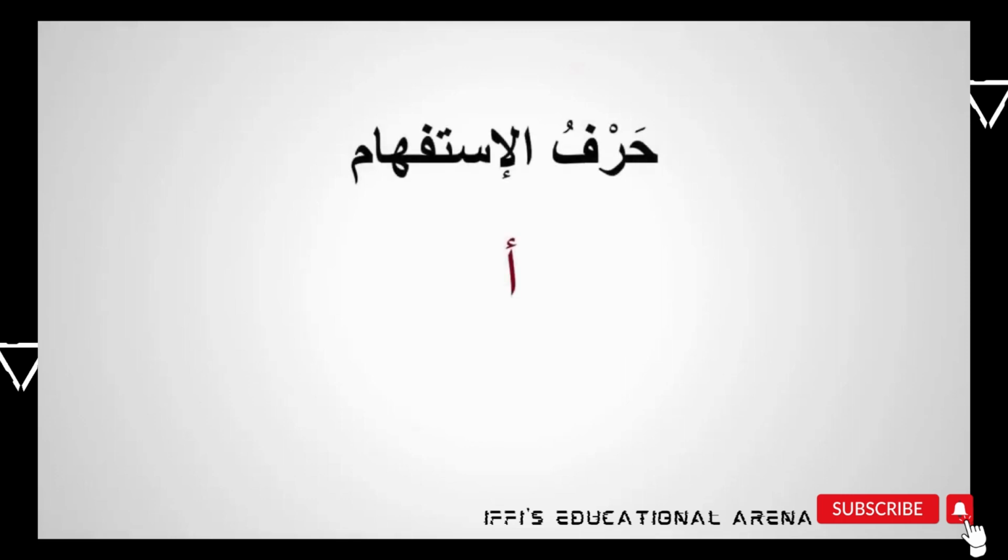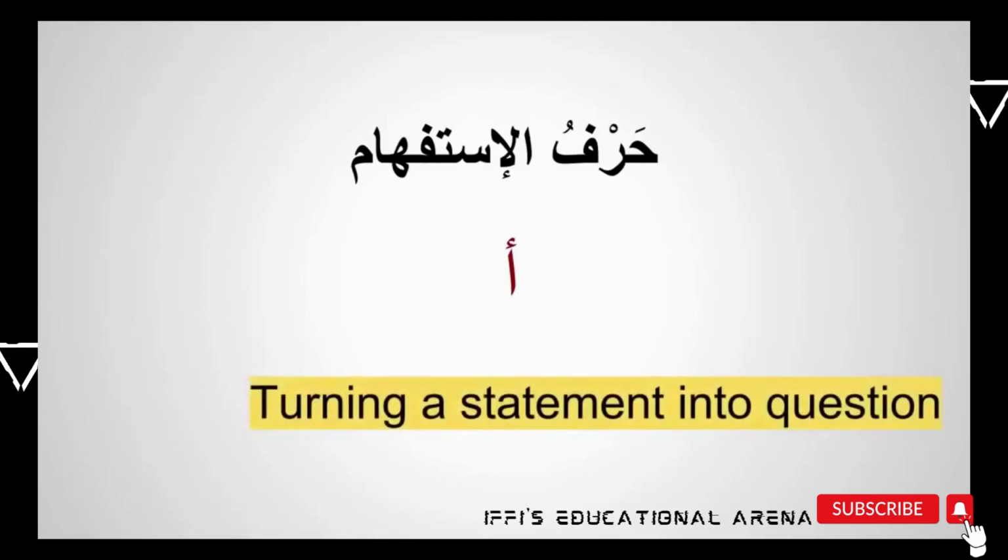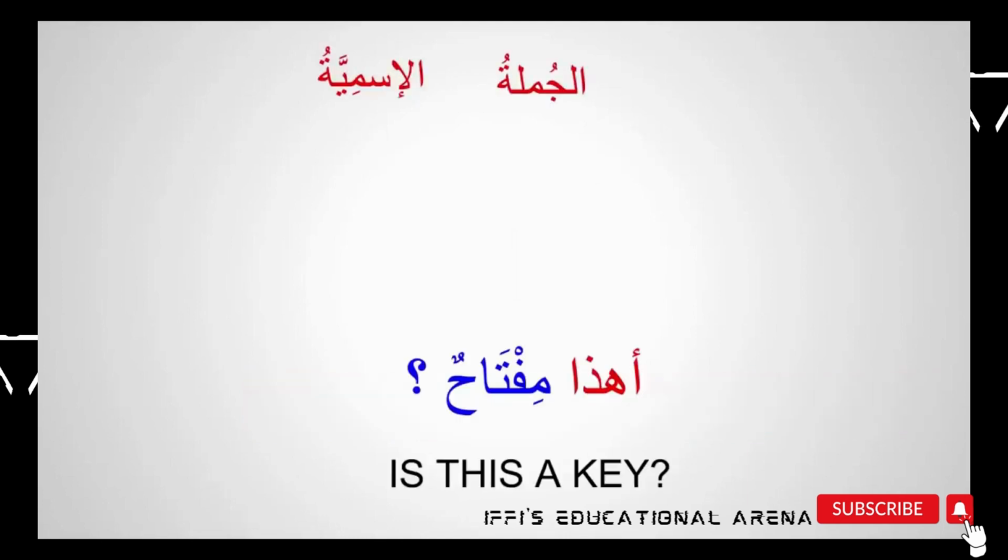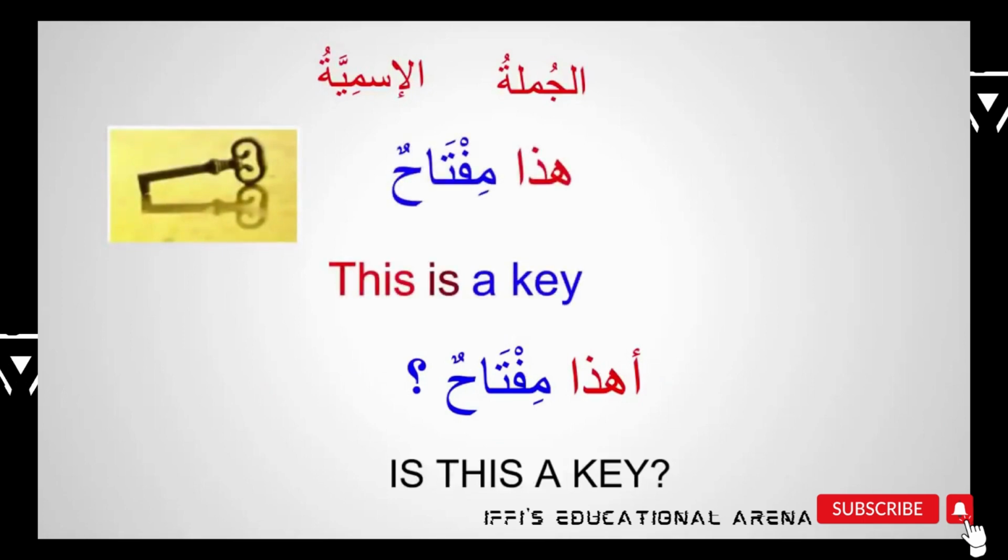So what about a? So a is a letter which is used to turn a statement into a question. Like for example, if we have hadha miftahun, we put a in front of it and we turn the whole sentence into a question. So if you say this is a key, it is a sentence. If you want to turn a sentence into a question, you put a in front of it and the whole thing becomes a question. If you say هذا مفتاح, say أهذا مفتاح, is this a key?